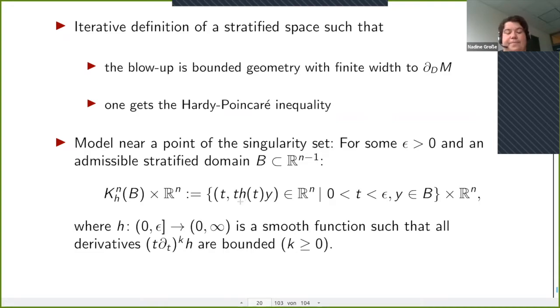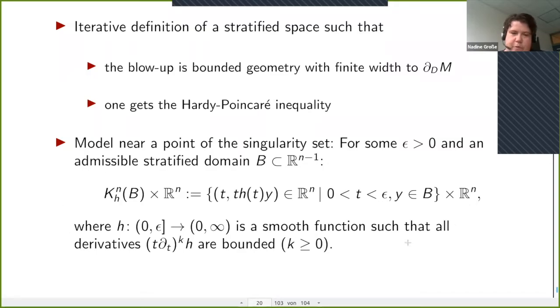And of course if I would have a wedge times R^n, like in the cube, then I would have here times R. And then since I'm not just interested in polygonal domains, that's why there still appears an h function. So this h is supposed to be a smooth function from (0, epsilon) to (0, infinity), such that all those derivatives are bounded for all k. This condition assures you that after blow up, your boundary behaves well enough for all this bounded geometry stuff. And of course, now you could take, for example, h equal t, and then this would give you t times t squared y, which would be like a cusp.